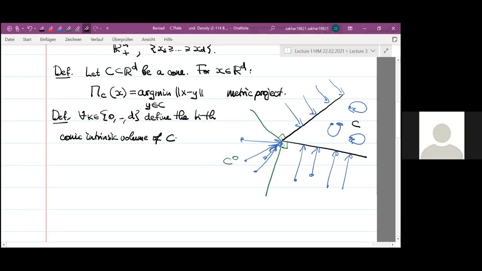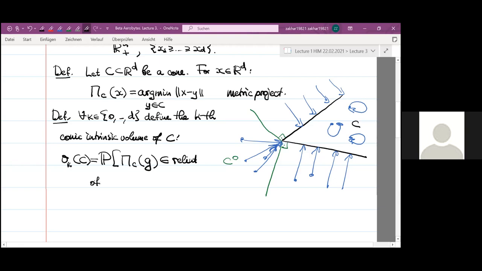Of C as follows. It is denoted by Vk of C, and it is the probability that the metric projection of a random vector G is contained in the relative interior of some k-dimensional face of C.